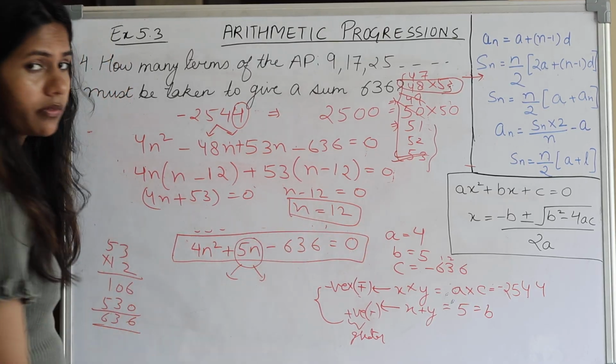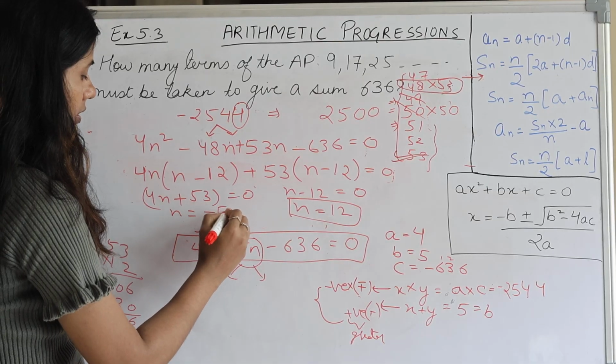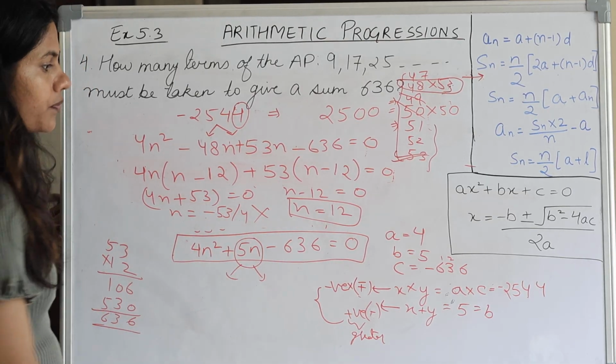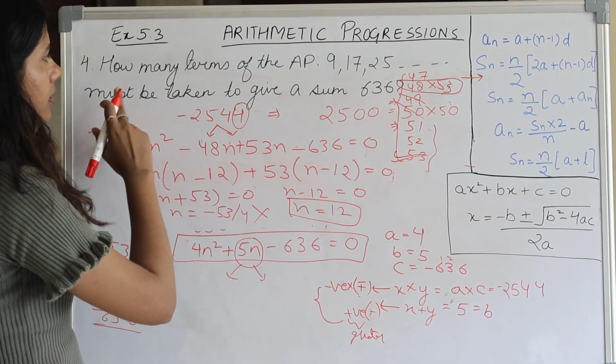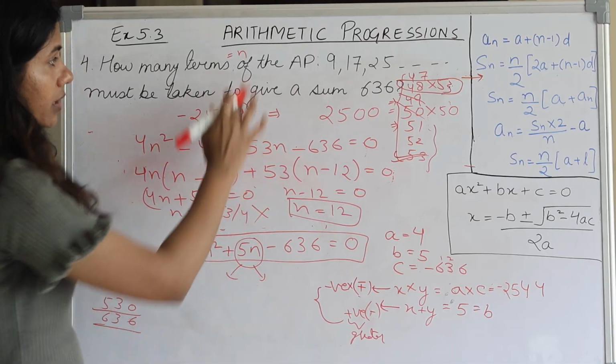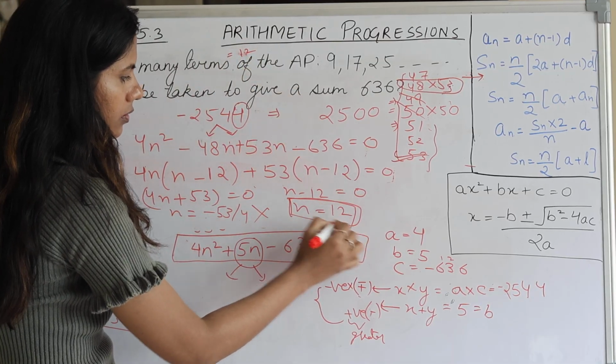This is positive and fine. And if you calculate here, n will be minus 53 upon 4, which we have to reject. So the answer is 12 terms. We got the value of n.